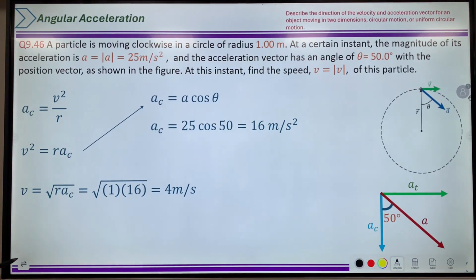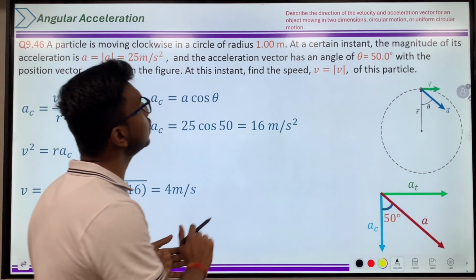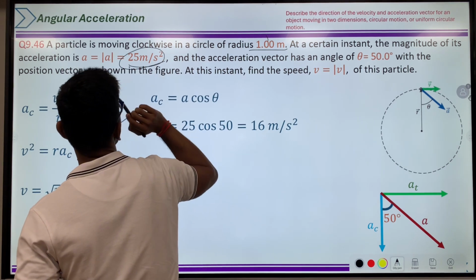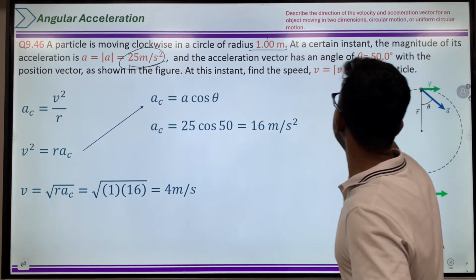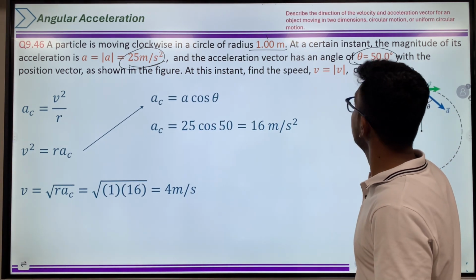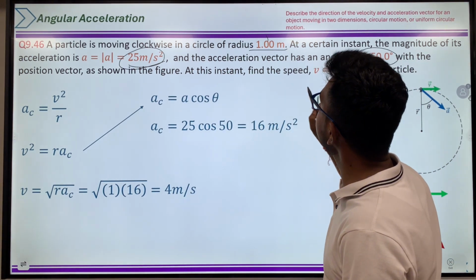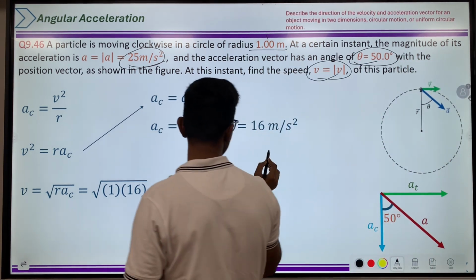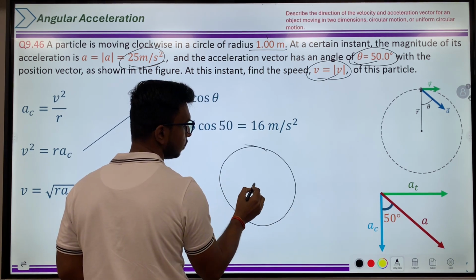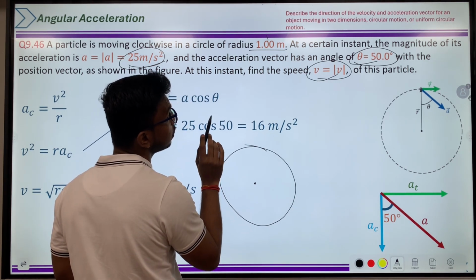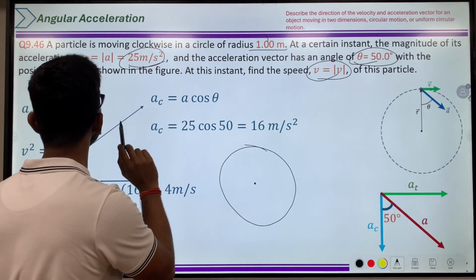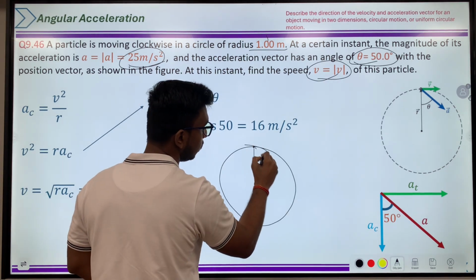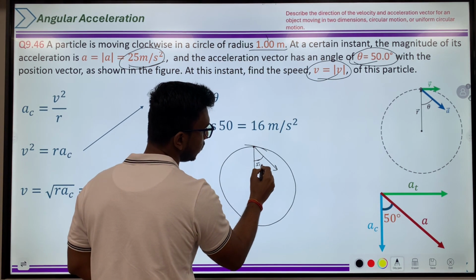A particle is moving clockwise in a circle of radius 1 meter. At a certain instant, the magnitude of its acceleration is 25 meter per second square, and the acceleration vector has an angle theta equal to 50 degrees with the position vector as shown in the figure. At this instant, find the magnitude of the speed of this particle. So this is the position vector here, and this is the net acceleration. This angle is 50 degrees.